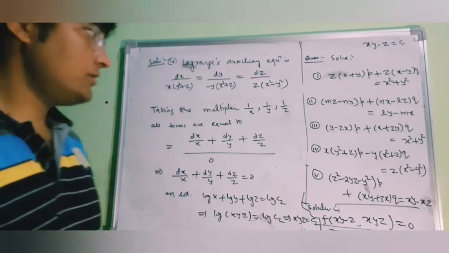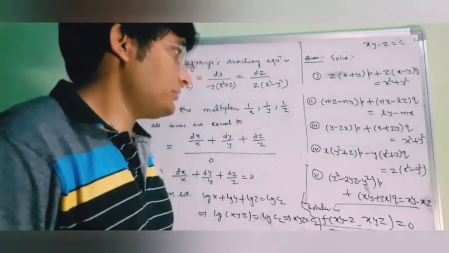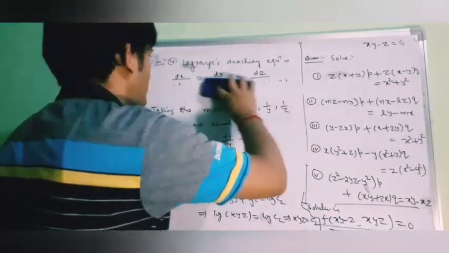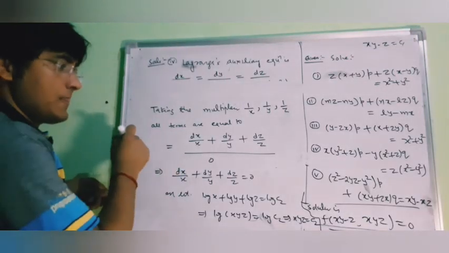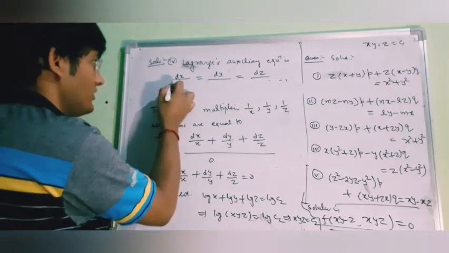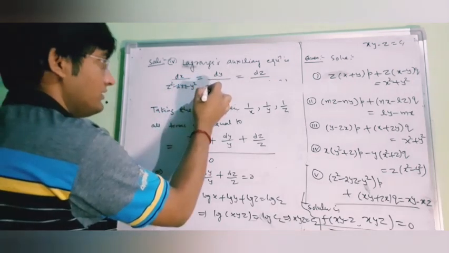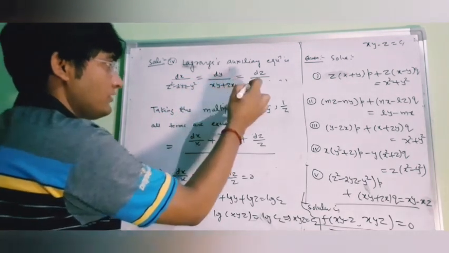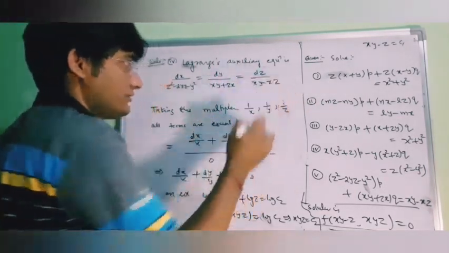Now I am not solving the fourth part, I have already solved it. Now let us solve the fifth part. In the fifth part we have the auxiliary equation as dx over z square minus 2yz minus y square, then this will be dy over xy plus zx, and then here we will have dz over xy minus xz.